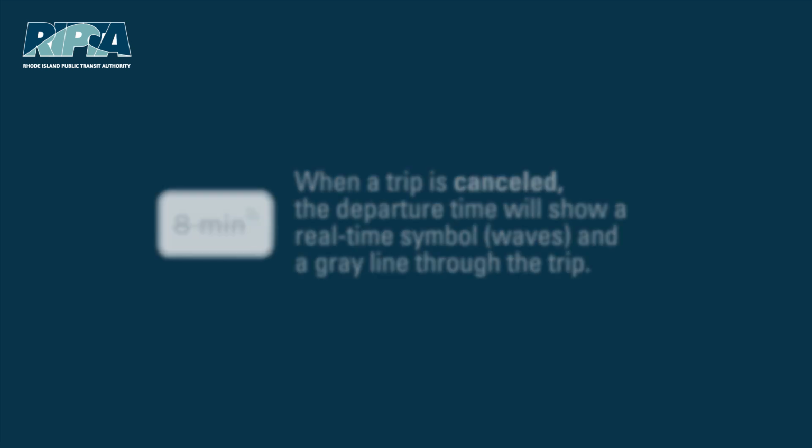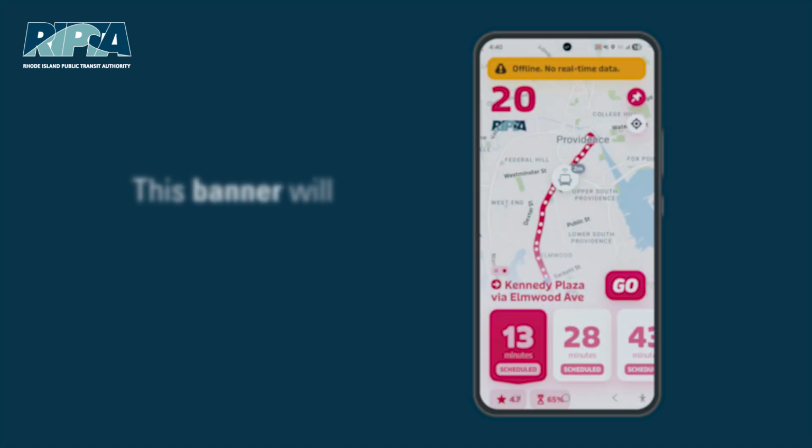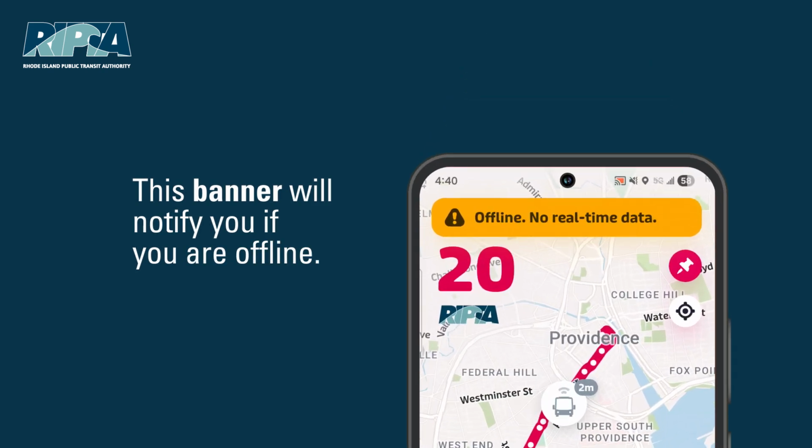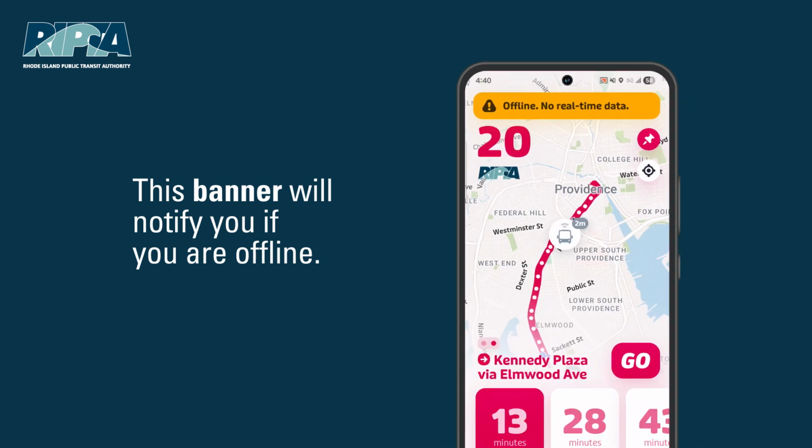Blurred crossfade transition to a different phone screen, showing a map of Providence with a gray Route 20 bus icon traveling along the line. Text on the left reads, "This banner will notify you if you are offline." Phone zooms to the top and focuses on a yellow banner labeled with a caution icon, and the text, "Offline. No real-time data." Phone zooms out.